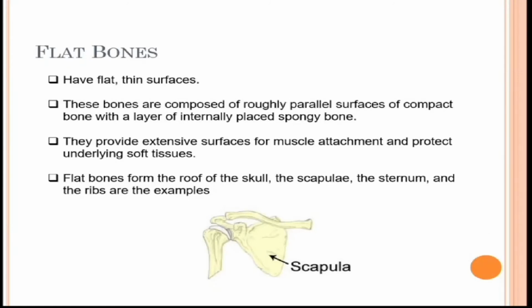Then the flat bones, these are the bones which are flat, have thin surfaces and have a very minimum amount of porous bone. They're mostly compact. Okay? And they are mostly formed at the time of the fetal development from the embryonic membranes.